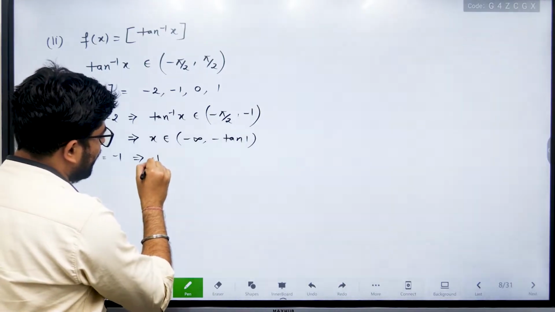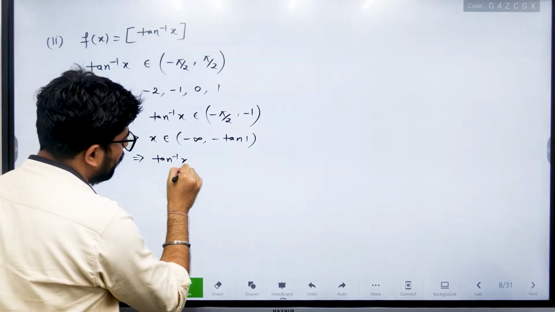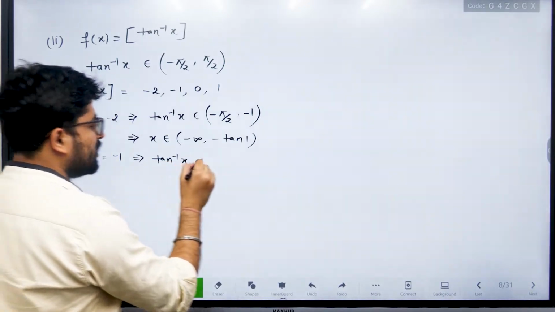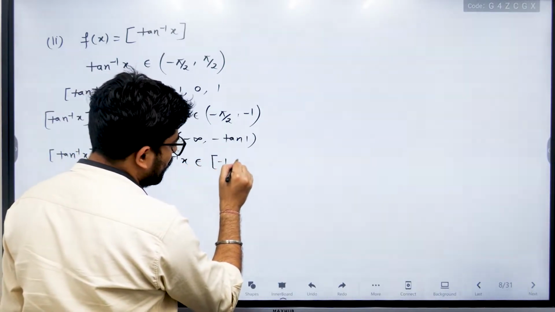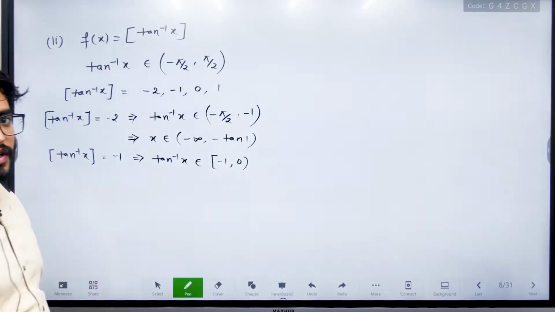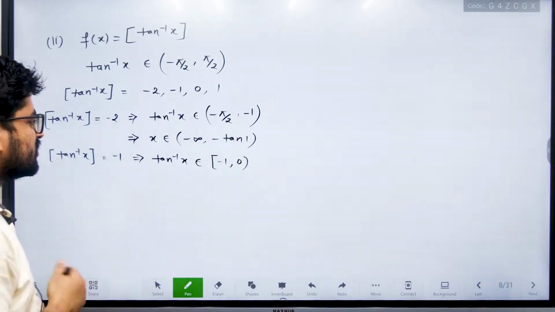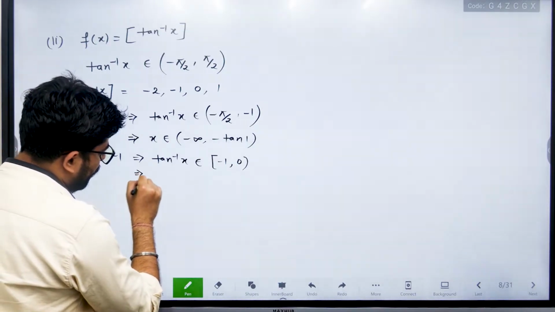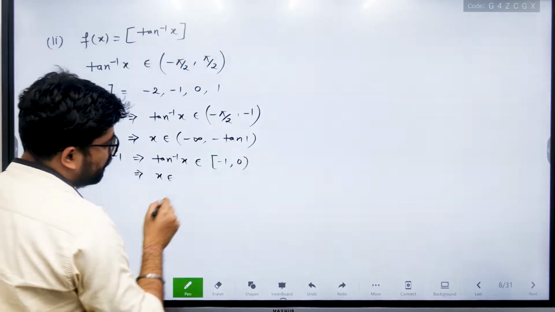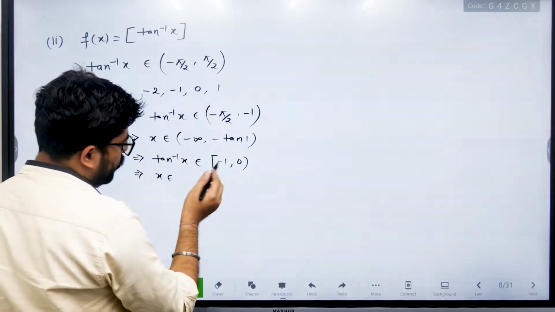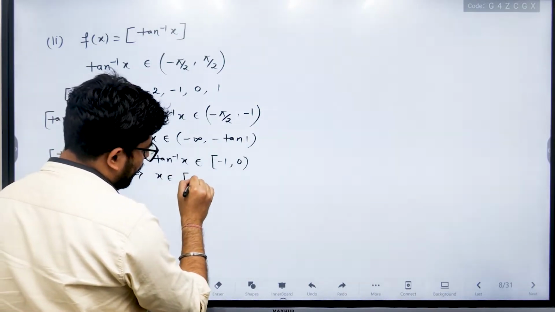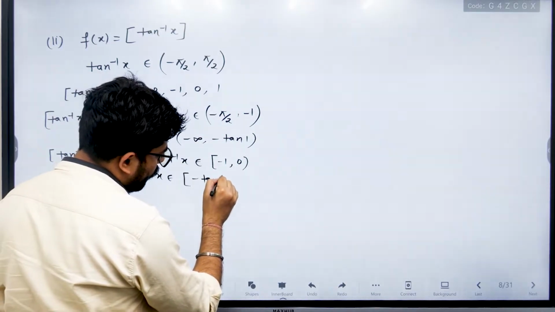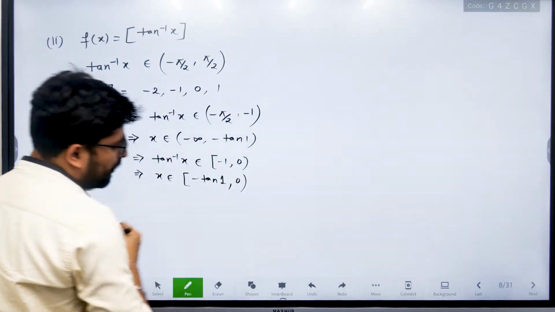That gives you that tan inverse x lies between minus 1 close to 0 open, because at 0 greatest integer is 0. Okay, so from here you can say x belongs to, including, minus tan 1 to 0 open.